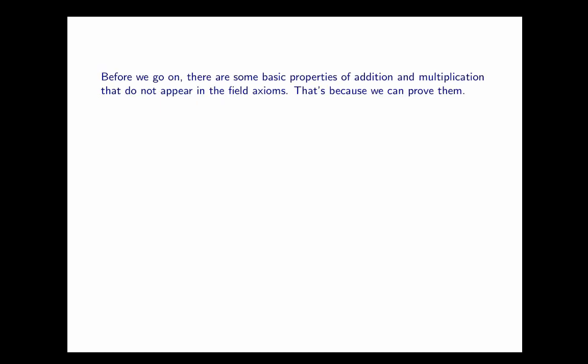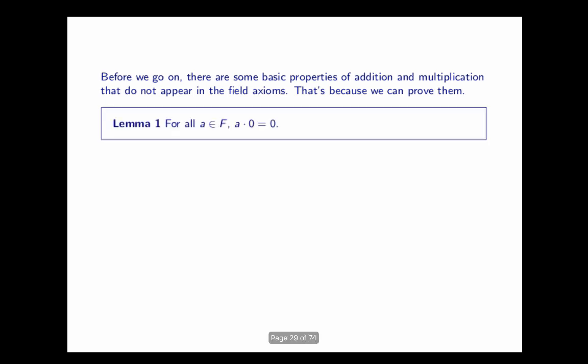Now, before we continue with the additional axioms we need in order to build the real line as we know it, we need a few further basic properties of addition and multiplication, but they're not axioms because they can actually be proven from the axioms we just discussed. So here's one. For all numbers in a field, if I multiply that number times the additive identity, in other words, 0, I get 0. So that's not an axiom. It's not by rule that a times 0 is 0. It's something we're going to prove.